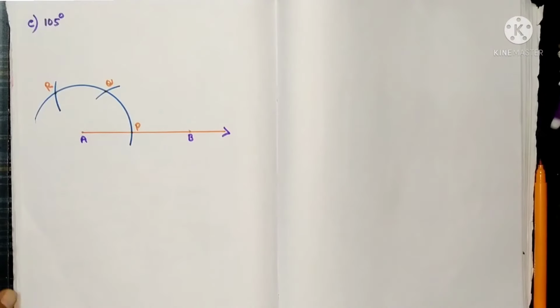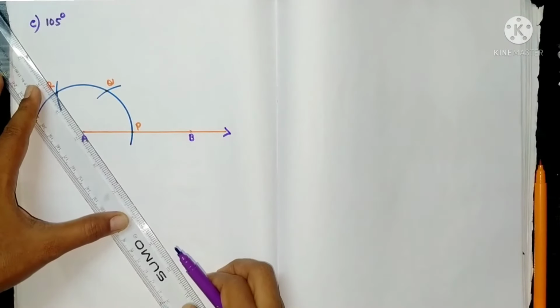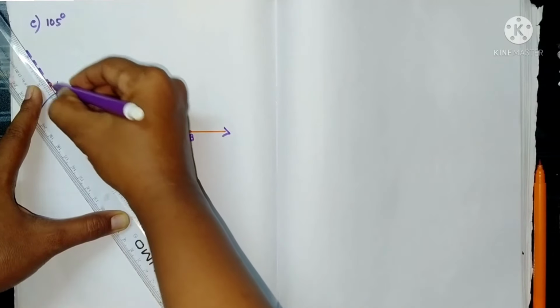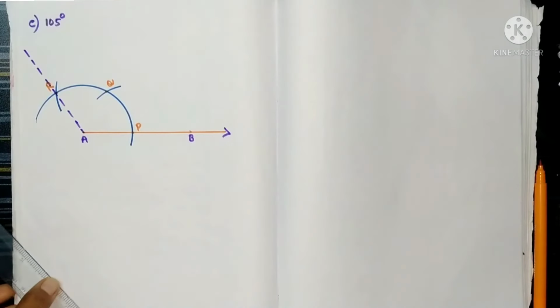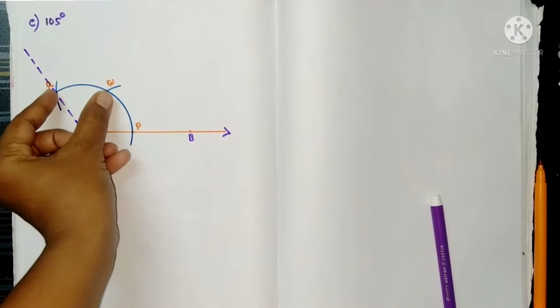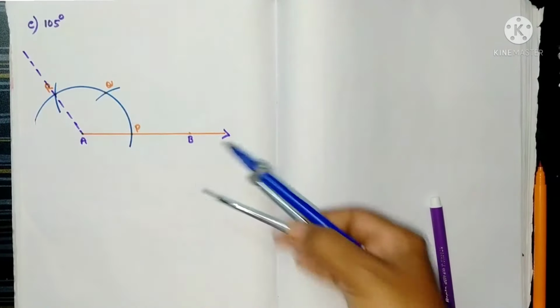So this is 120 degrees, right? Okay. Now we have to draw the angular bisector to this Q and R. Okay. So you can take any radius.